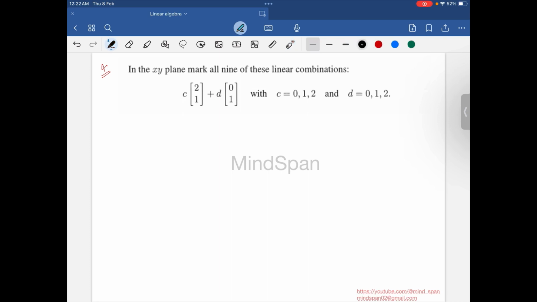Okay, so we have given this linear combination already, of this vector, some vector v, let's call this vector v, and this vector w.